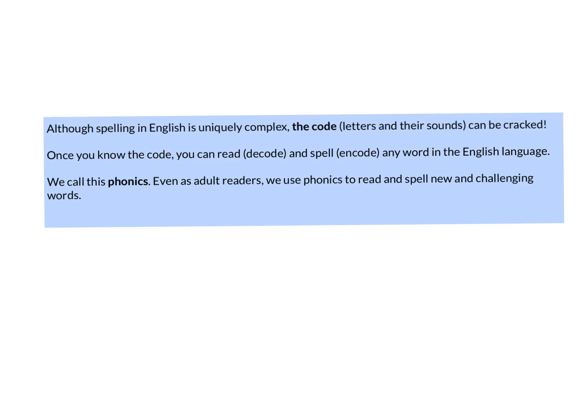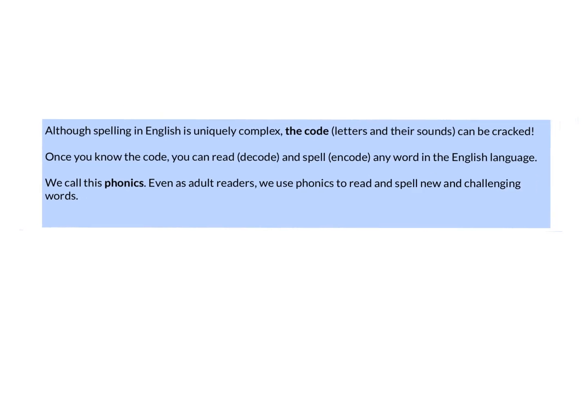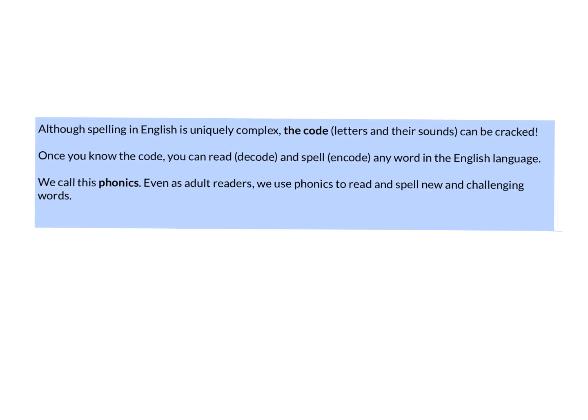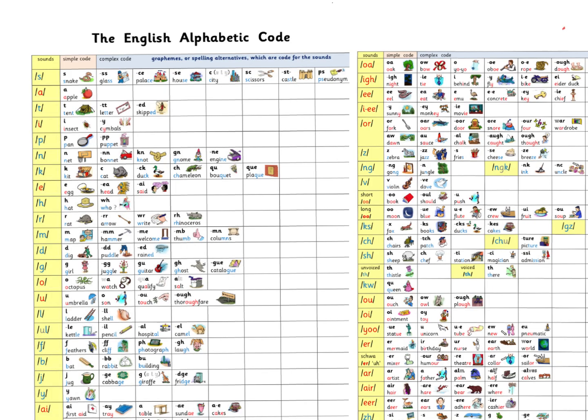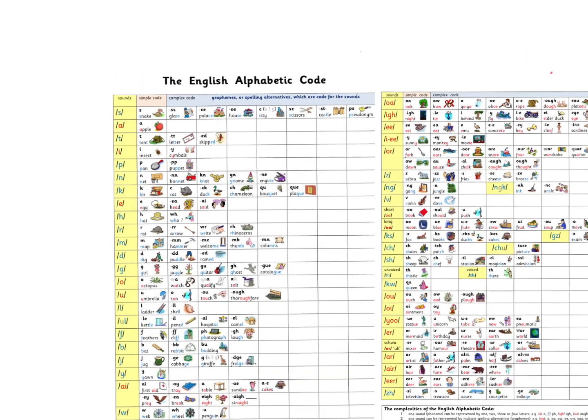Although spelling in English is uniquely complex, the code, by which we mean letters and their sounds, can be cracked. Once you know the code, you can read, or decode, and spell, encode, any word in the English language. We call this phonics. Even as adult readers, we use phonics to read and spell new and challenging words. This is the English alphabetic code, all on one page.